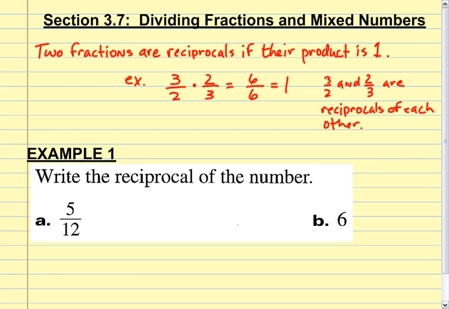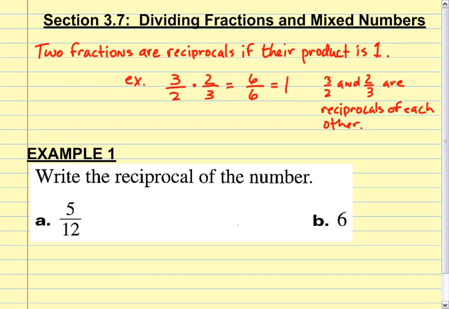All right, 3.7, folks, dividing fractions and mixed numbers, Hannah. Two fractions are reciprocals if their product, meaning when we multiply them, is 1. So if I multiply two numbers and I get 1 as the answer, they are reciprocals of each other.